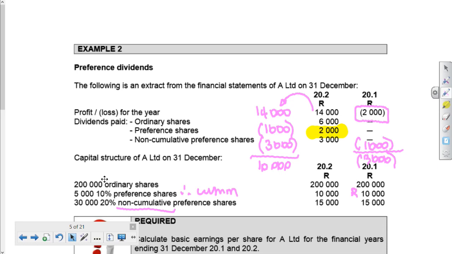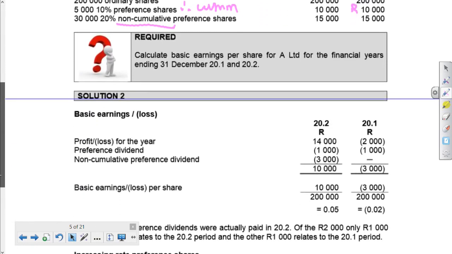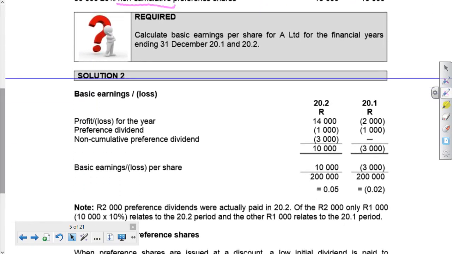Yeah? So when you look at the solution for that one, you'll see they come out at a minus 3 and a 10, and then they work out an earnings per share. Earnings per share, by the way, is normally in cents. Yeah? Or you can see it here in rands, but normally it will be cents per share. So it's a 2-cent loss per share there, and a 5-cent profit or earnings per share there. Okay.